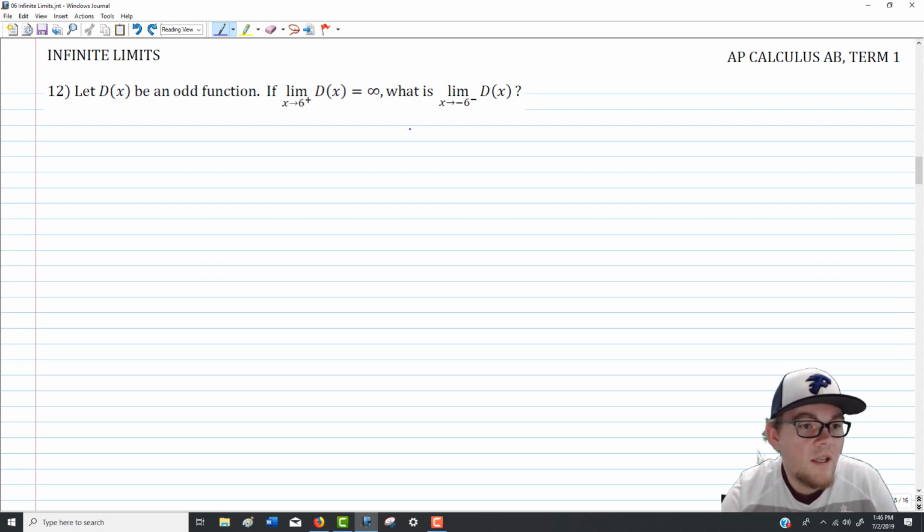So in question number 12, it states first, let d of x be an odd function. Then it says if the limit as x approaches 6 from the right side of d of x is equal to infinity, what is the limit as x approaches negative 6 from the left side of d of x?